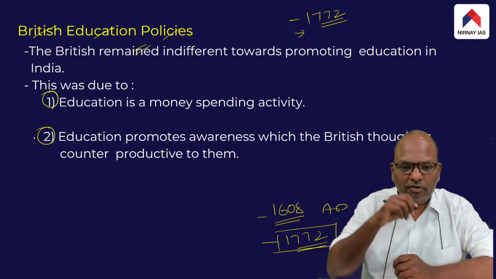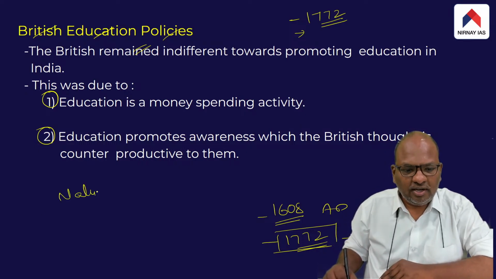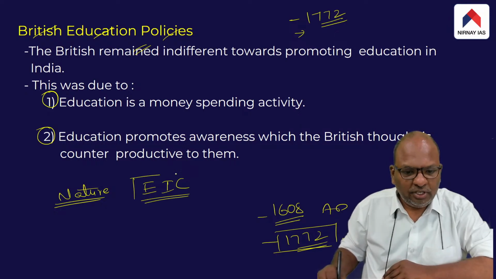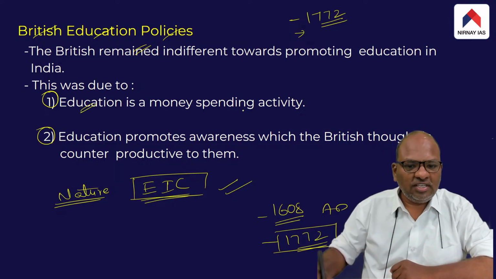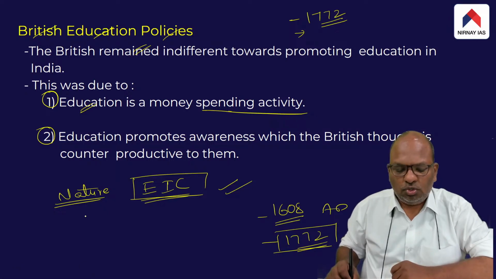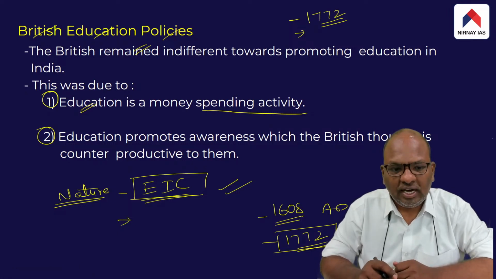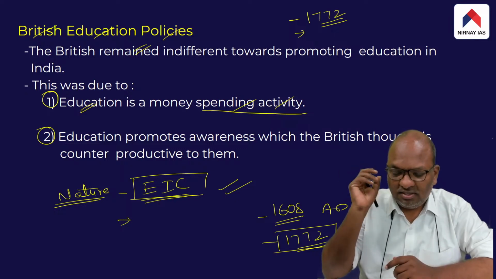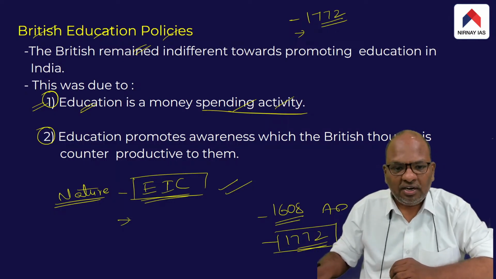It was for a couple of reasons. One, you must understand the nature of the East India Company. The British happened to be a trading company called the East India Company. The objective of the East India Company was to make profits, and education is basically a money spending activity, not a money generating one. Hence the British remained reluctant to spend any money towards education.